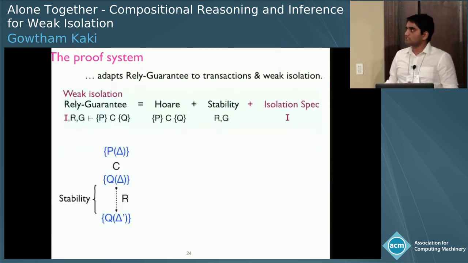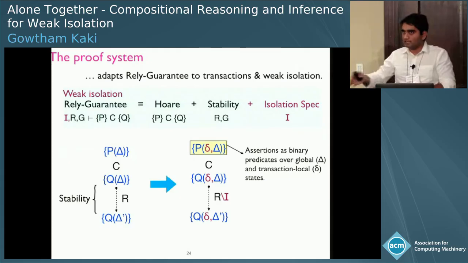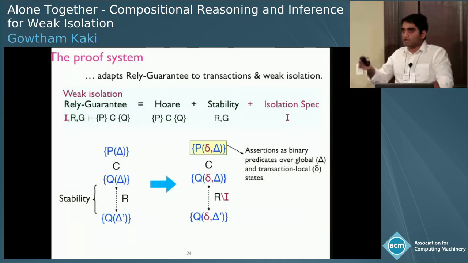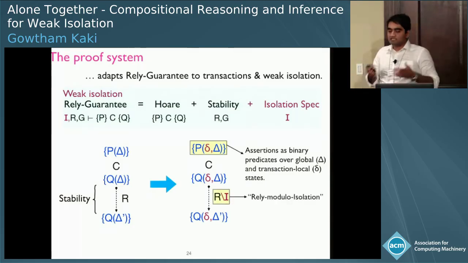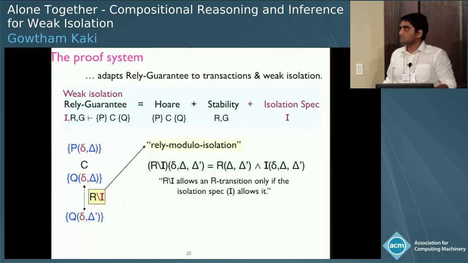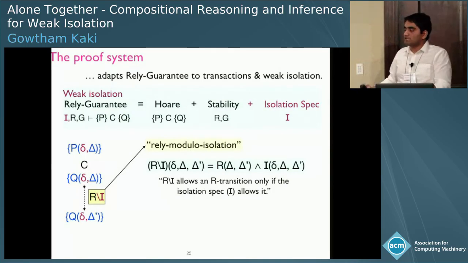This in fact involves two major steps. The first is generalizing the assertions from unary predicates to binary relations that let us reason about the relation between the transaction local states and the global states, that is, to track the internal changes of a transaction with respect to what's happening to the global state. The second generalization is generalizing the rely relation to a rely modulo isolation relation that takes into account the isolation characteristic. Recall that the rely relation in a standard rely-guarantee models an interference step. So rely modulo isolation allows an interference only if the isolation specification allows it.